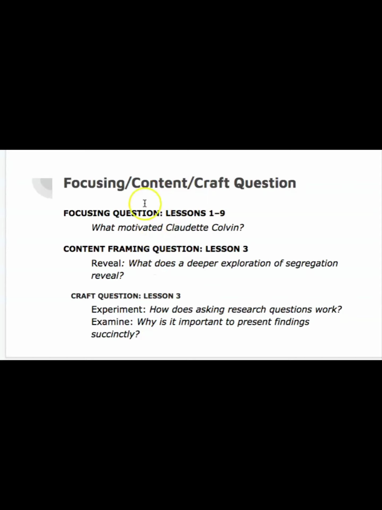To begin, our focusing question is what motivated Claudette Colvin? Our content framing question in the reveal stage says, what does a deeper exploration of segregation reveal? And our craft question in the experiment stage says, how does asking research questions work? In our examine stage, why is it important to present findings succinctly?